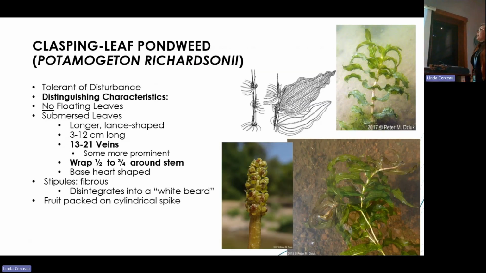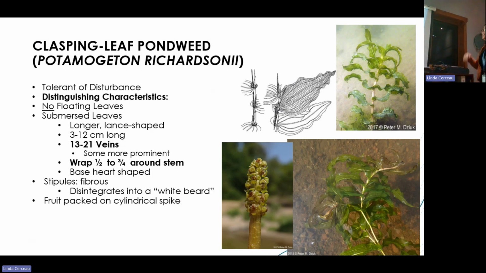We have clasping leaf pondweed. So this one has a high tolerance to disturbances. This one also doesn't have any floating leaves, and you can see the leaves are much longer in comparison to heart pondweed overall, and they have 13 to 21 veins on the leaf itself. Some can be more prominent than others, so you can kind of see some of them are a little bit darker than others. And it doesn't completely wrap around the stem. Sometimes it'll wrap around halfway or 3/4 of the way around the main stem.